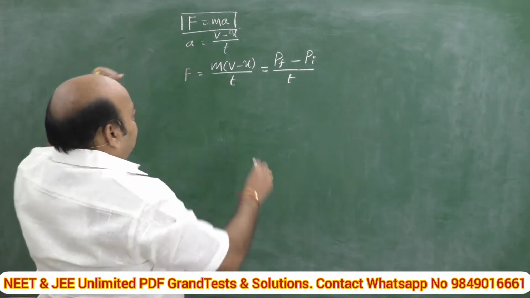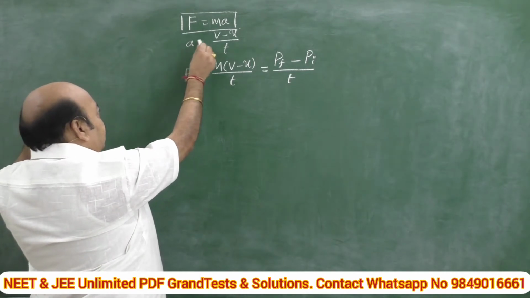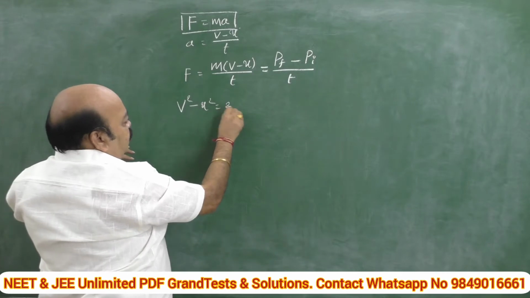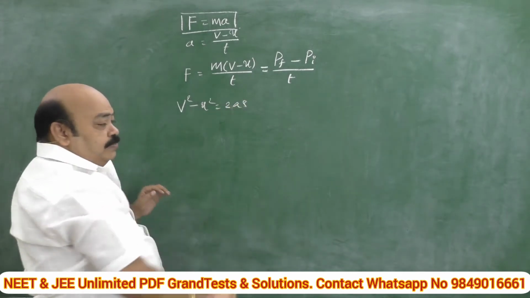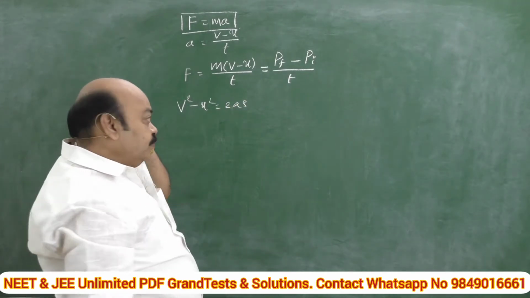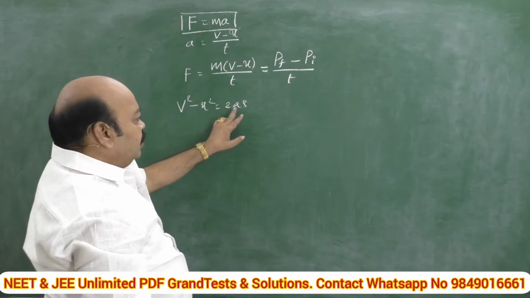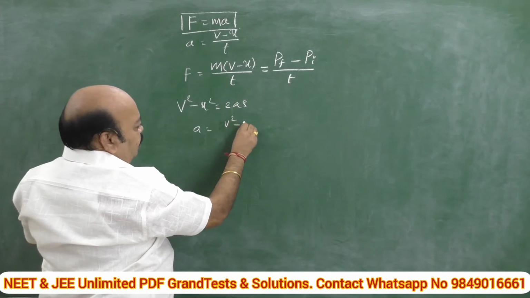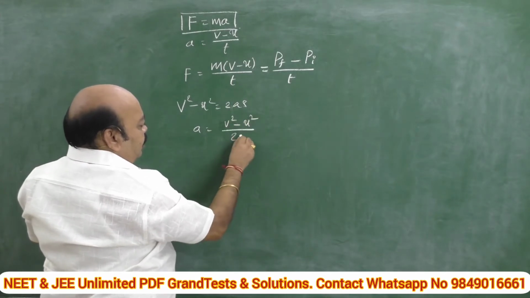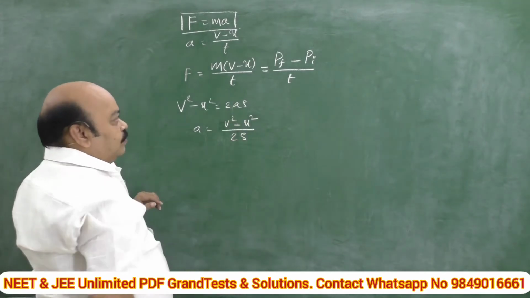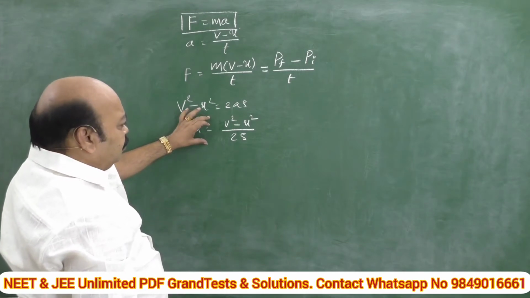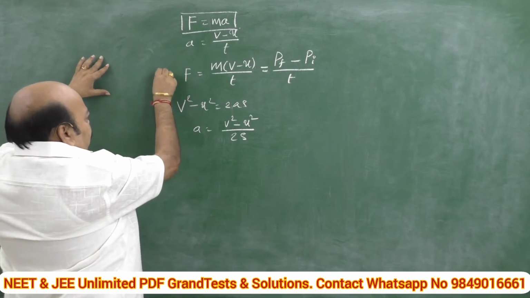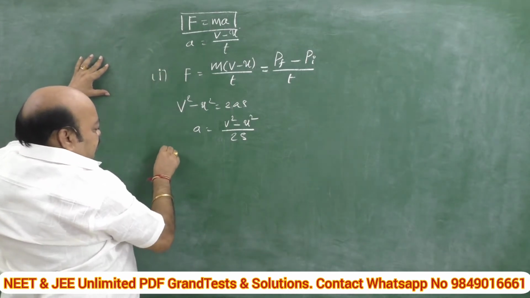See, now I am using the second equation of kinematics, where v square minus u square is equal to 2as. See how simple this is. This is school physics. From this, a is equal to (v square minus u square) divided by 2s. If you substitute the value of a in the standard equation, you get one more case. Let us consider this as the second case.